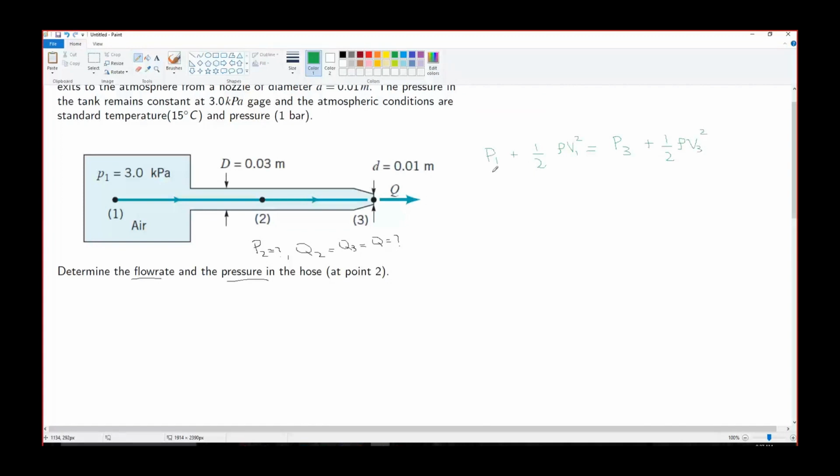So what about P1? We are given that it is 3 kilopascals. What about V1?